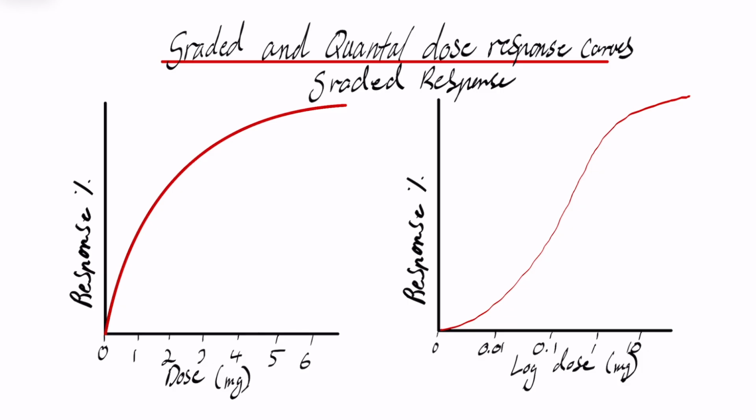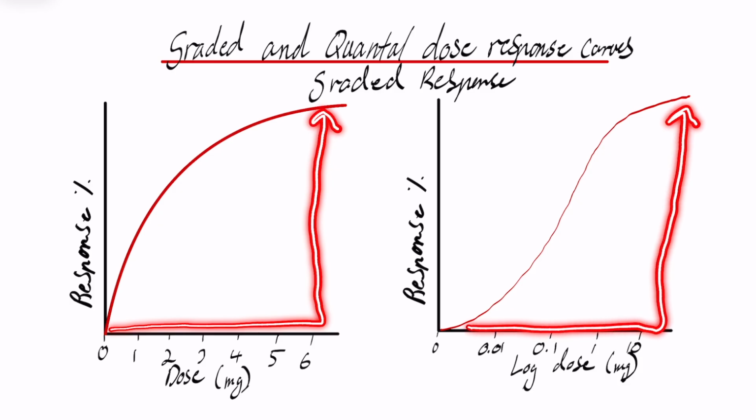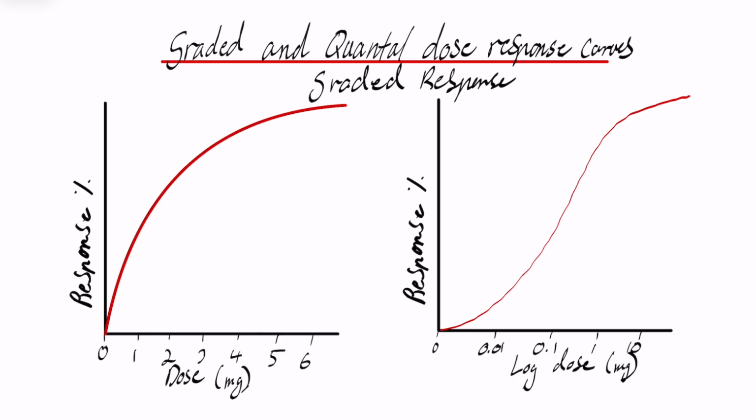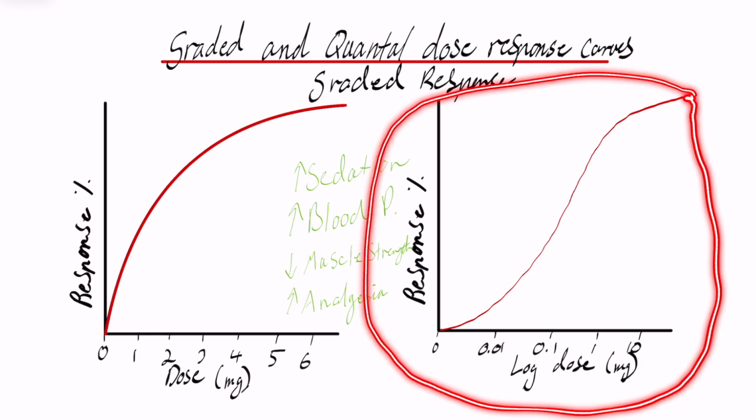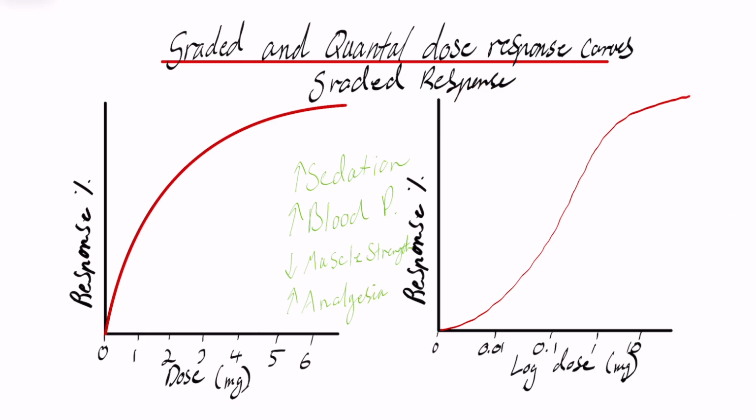The important thing though is that we can see that as dose increases, the response increases in the individual person, depending on what is being measured. Examples of things that can be measured are increasing sedation depth, increasing blood pressure, or a reduction in muscle strength compared to the patient's baseline, or you can even measure how well an analgesic works from no pain relief to complete pain relief. Typically, of these two graphs though, we want to use the log dose response, and this is for several reasons.